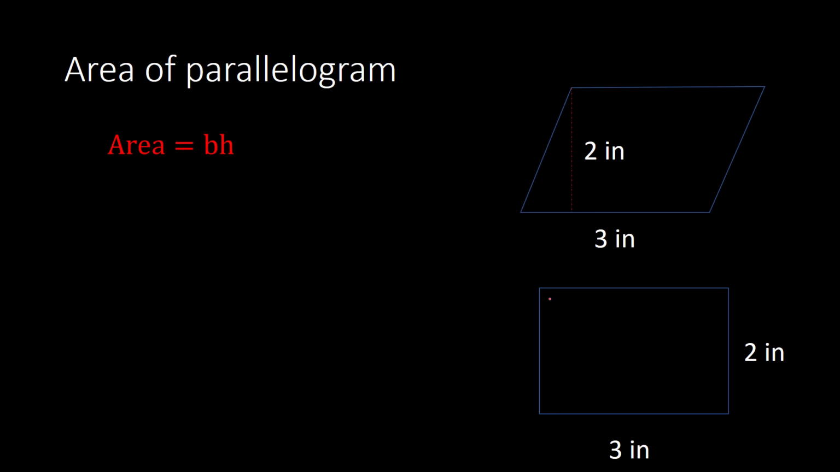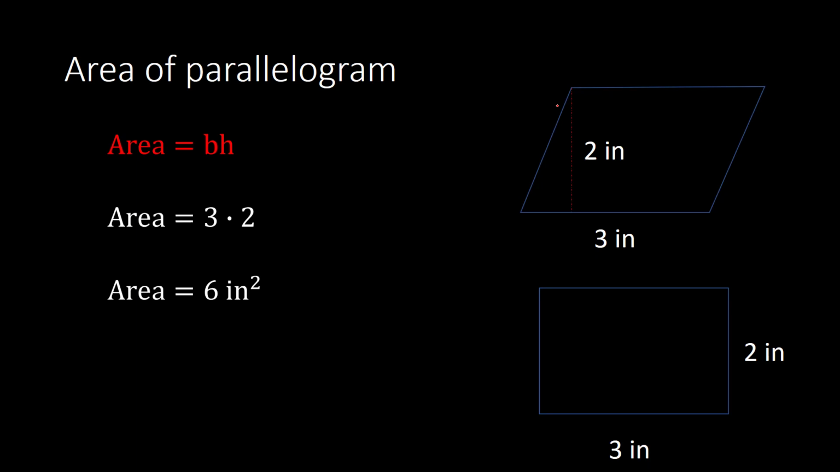If we just shift this over, we get this new rectangle, and we know how to find the area of a rectangle. Rectangle is base times height. So the parallelogram formula is actually the same as a rectangle. We take the base of 3 inches times the height of 2 inches, which would give me an area of 6 square inches.